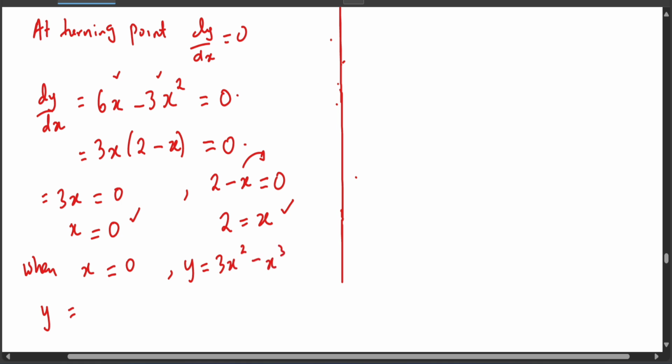So when x is equal to 0, how much will be your y? So your y will be 3 times, substitute pale ambao kuna x utaweka 0, so minus 0 cubed. So this one will just be 0. So your first point is 0, 0.